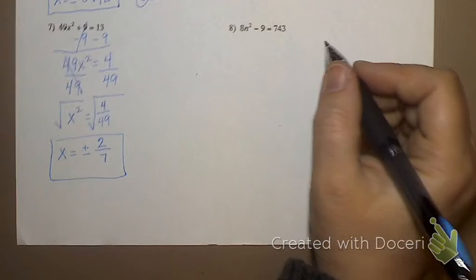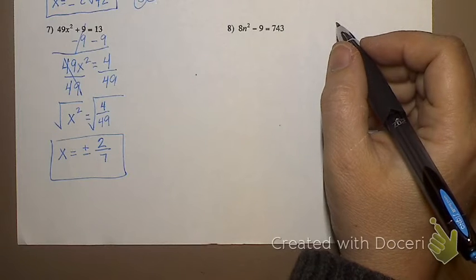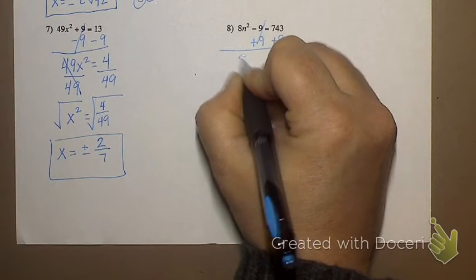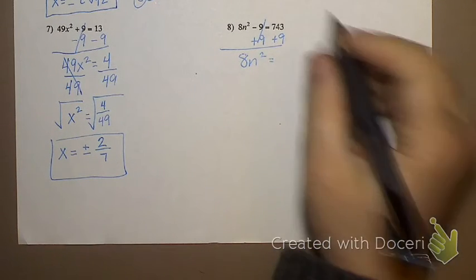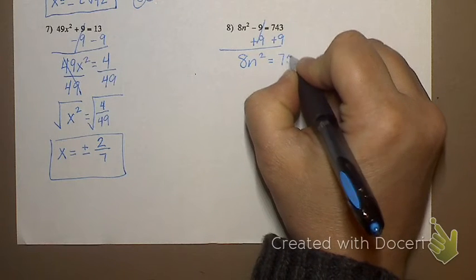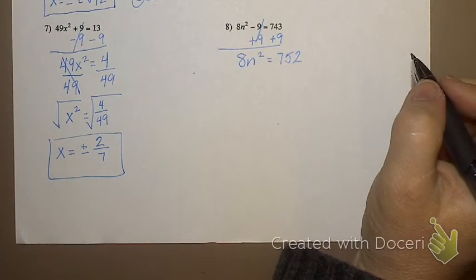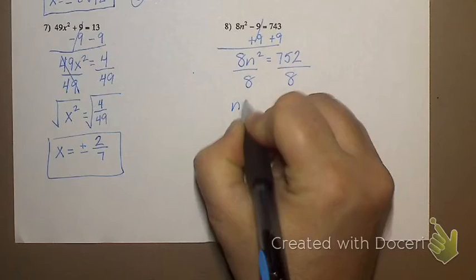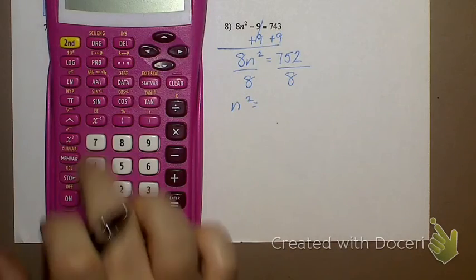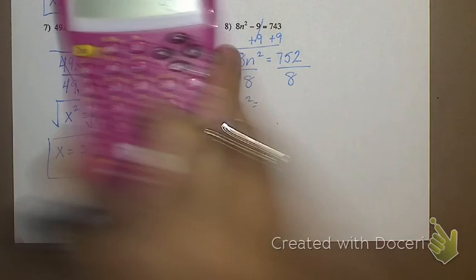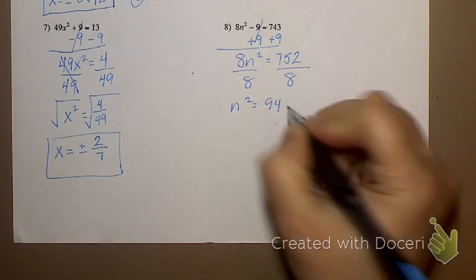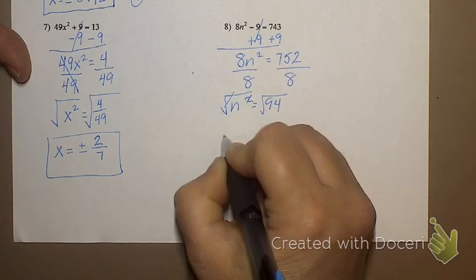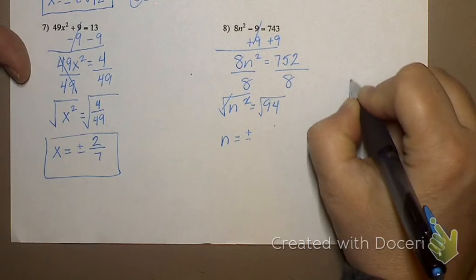Okay. How about number 8? What do I need to do? Add 9. So 8n squared is equal to 743 plus 9, which would be 752. Now what? Divide by 8. So n squared is equal to 94. Now what do I do? Square root, remembering to put in what? Plus or minus, and I'm going to draw a tree for 94.